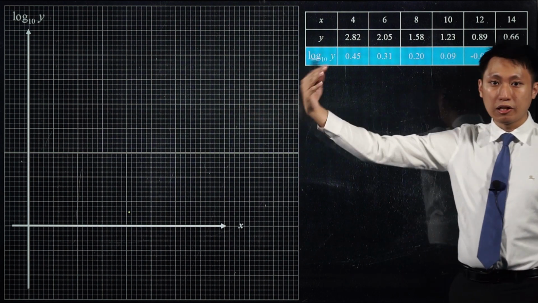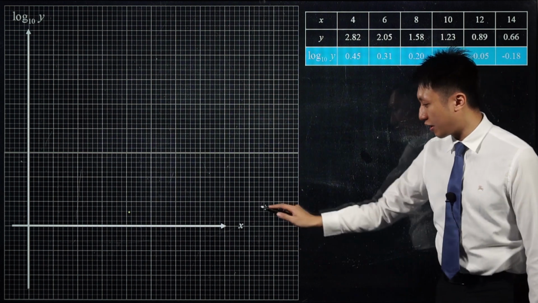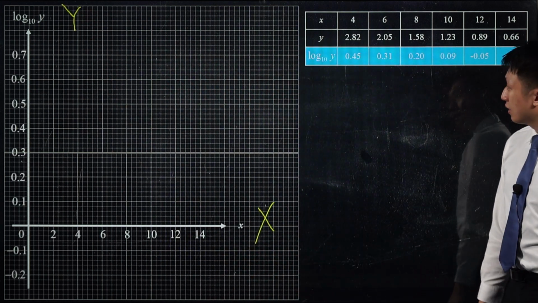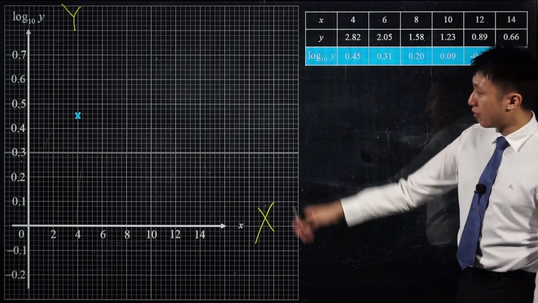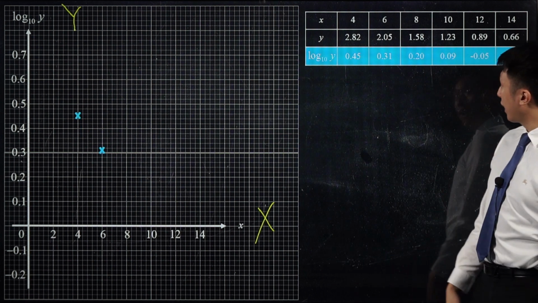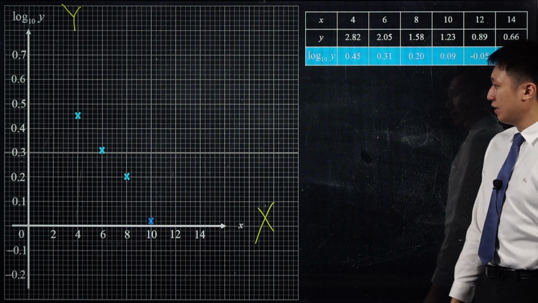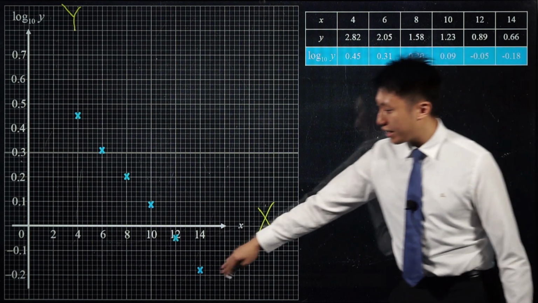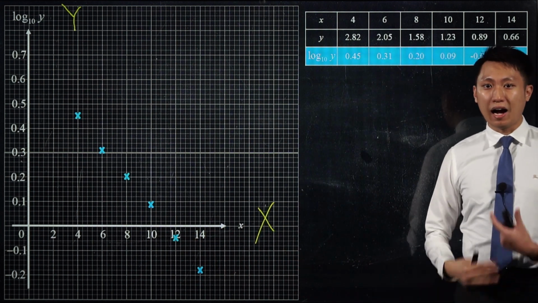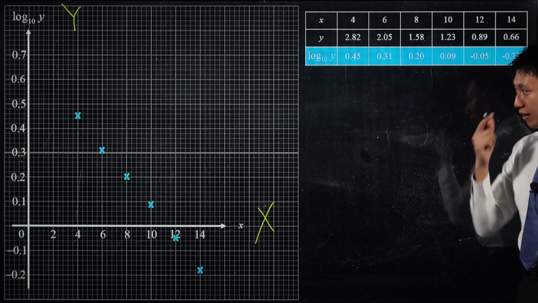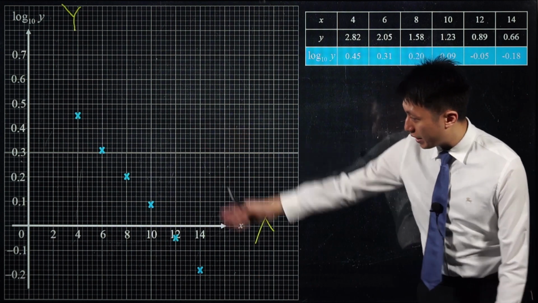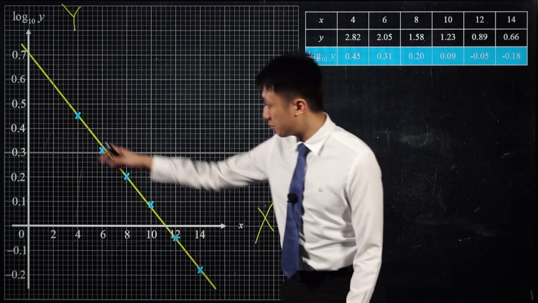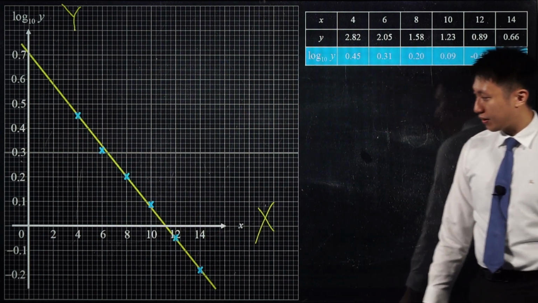X, log 10 y against x. So this is your capital X, and that's your capital Y. And just plot all the points inside. Start from 4, then 6, then 8, then 10, and 12, 14. Okay, you have negative values here, which is allowed for the outcome of log, right? Okay, so you've got all this. Then we want to join it by a line. Normally it's still the last point and the first point.